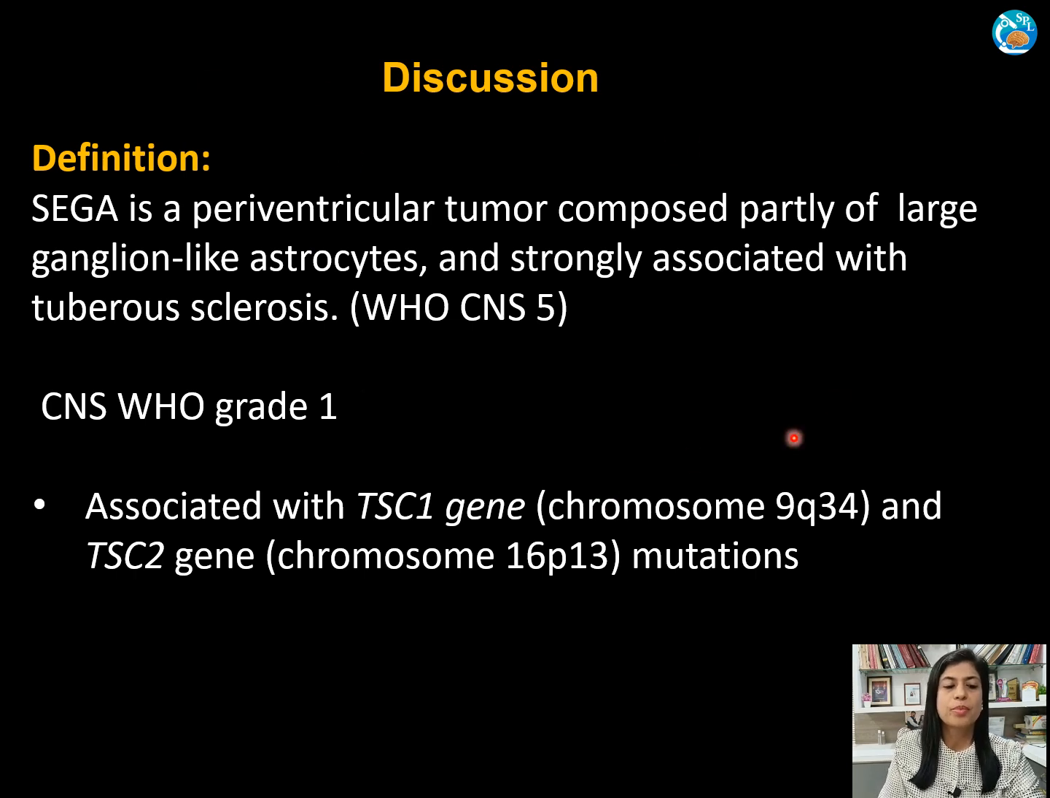So coming to the discussion part, SEGA is a periventricular tumor composed of partly or largely ganglion-like astrocytes and strongly associated with tuberous sclerosis. This definition is as per WHO CNS 5th edition. These correspond to CNS WHO grade 1 and the majority are associated with TSC1 gene, that is tuberous sclerosis 1 gene, which is located on chromosome 9q34, and TSC2 gene located on chromosome 16p13 mutations.